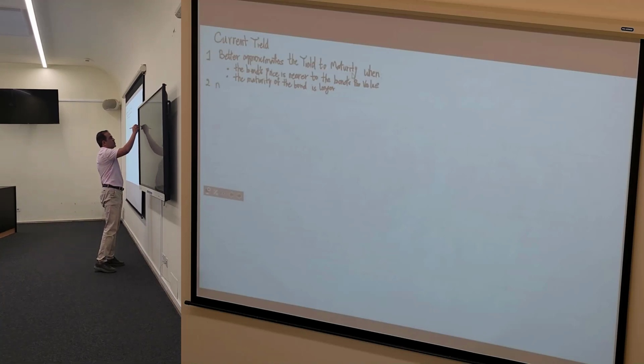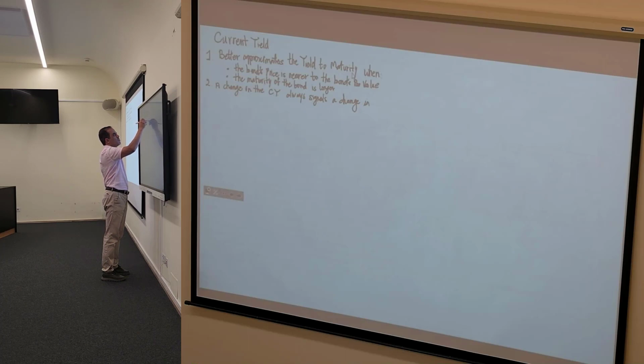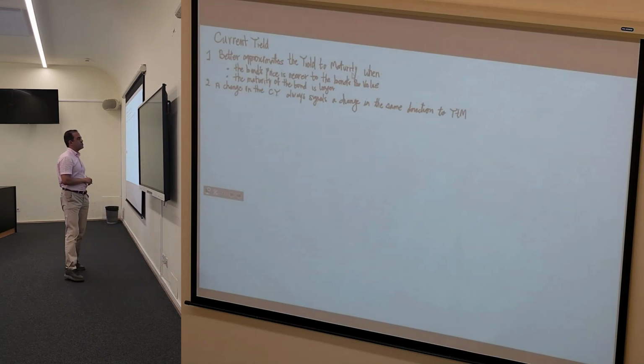Okay, so a change in the current yield always signals a change in the same direction to the yield to maturity. Okay.